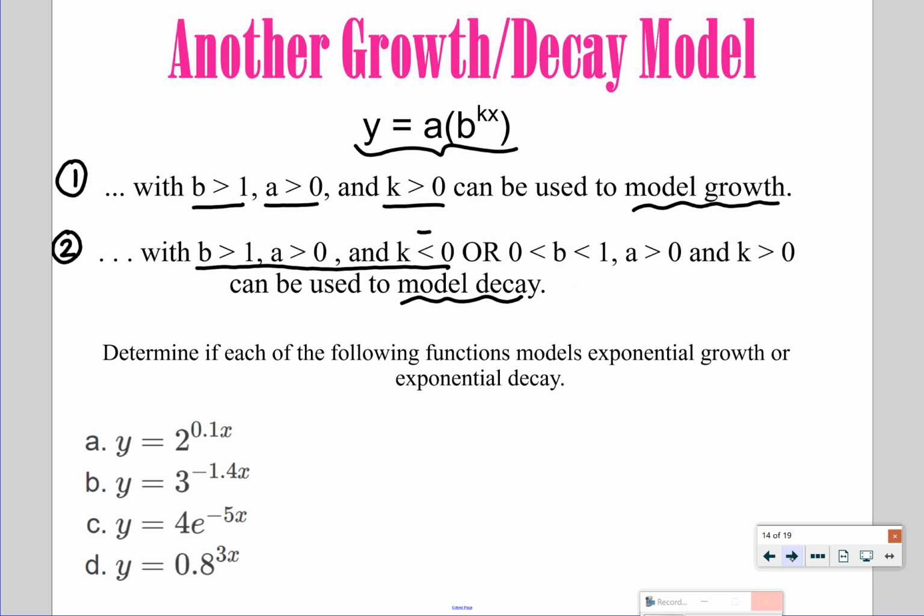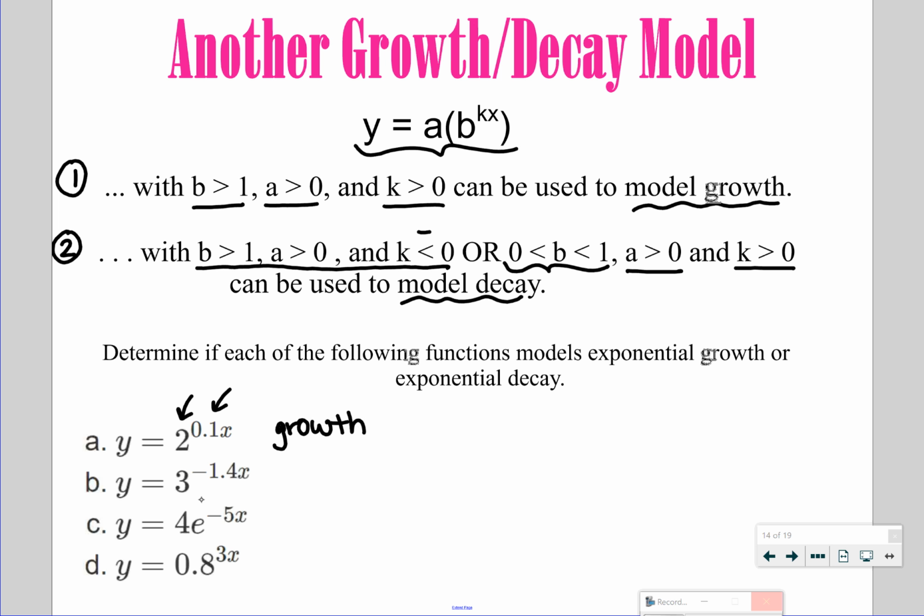All right, so that's one way for this to look like exponential decay. The other way for it to look like exponential decay is if your a and your k are positive, but the base is between 0 and 1, which is our traditional model for decay. All right, so here we're just going to name in this problem at the bottom if these are exponential growth or decay functions. So we're going to look at really two things. The a is always going to be positive, so we're going to look at the b and the k value. So starting with this first one, my b value on my base is bigger than 1, and my k value is also positive. That means this is exponential growth.